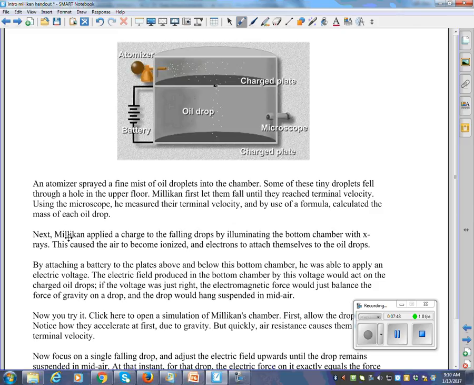Next, Millikan applied a charge to the falling droplets by illuminating the bottom chamber with X-rays. So he zapped them with an X-ray. Now, in that apparatus there, just the friction alone would give them enough charge, just by being pushed through the plastic. This caused the air to become ionized and electrons to attach themselves to the oil droplets.